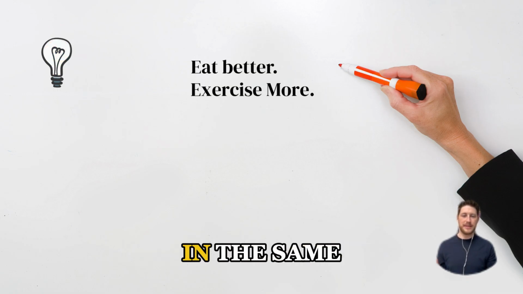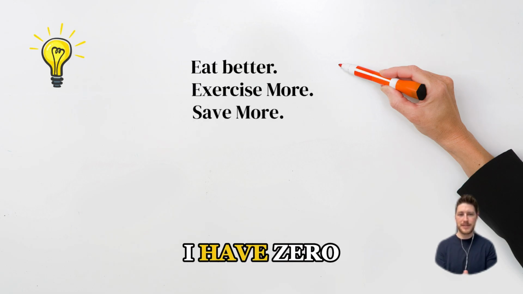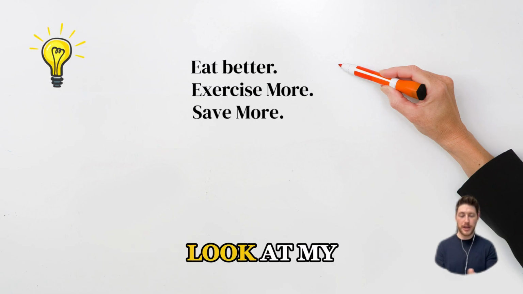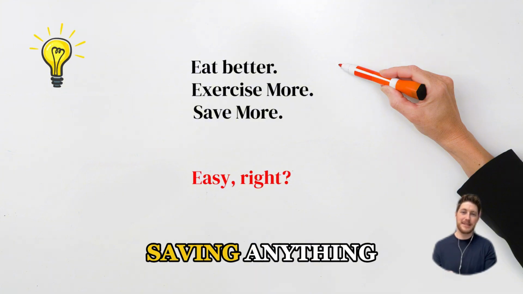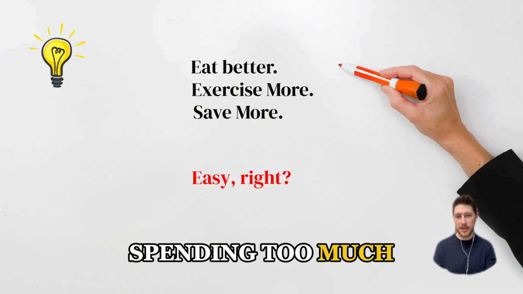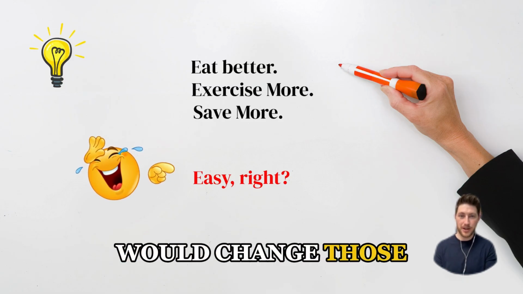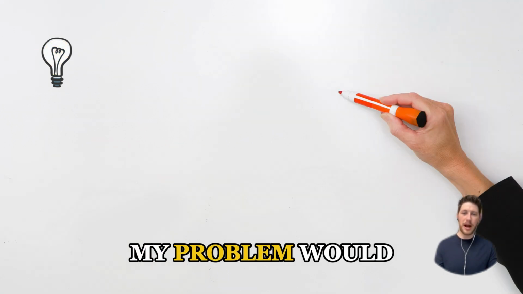Obviously, we can look into money in the same way, right? Let's say I earn a good income, but I have high debt and I have zero savings. And so what do I do? Well, logically, I would look at my spending habits. I would review my budget. I would discover that I'm not saving anything and that I'm spending too much. I would identify the areas where I am spending too much. And then I would change those, spend less there, and divert that money to savings. And then all of a sudden, my problem would be fixed.